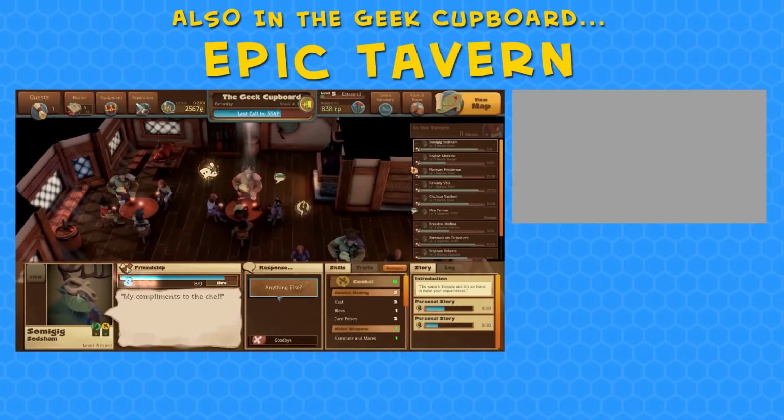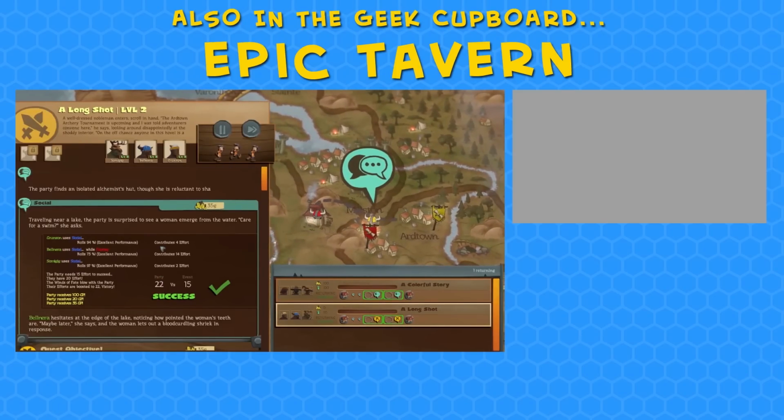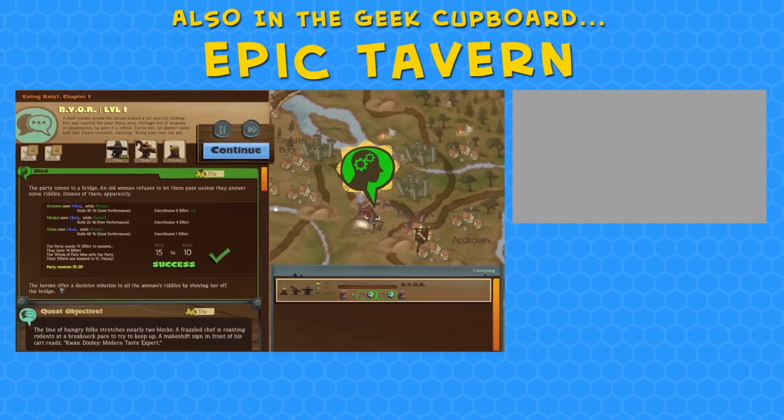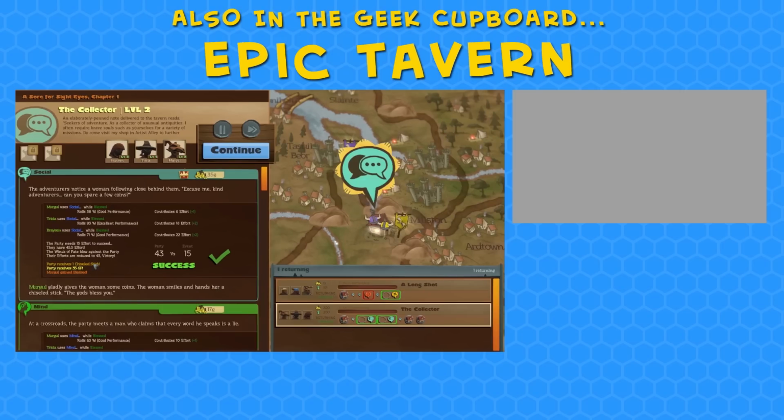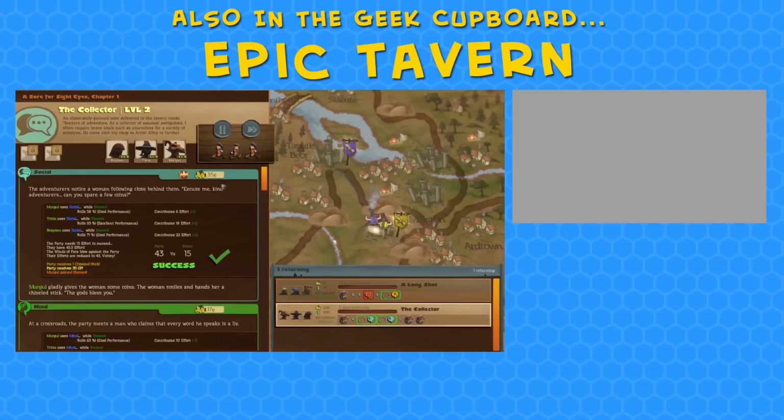Everyone loves barbecued rat. My compliments to the chef. I don't think he did much. He literally stuck a stick up the rat's bottom and put it on a fire. Shrieking weird ladies in the water, probably not a good thing. The heroes offer a decisive solution to all the woman's riddles by shoving her off the bridge. Yay! Yay for the chiseled stick.